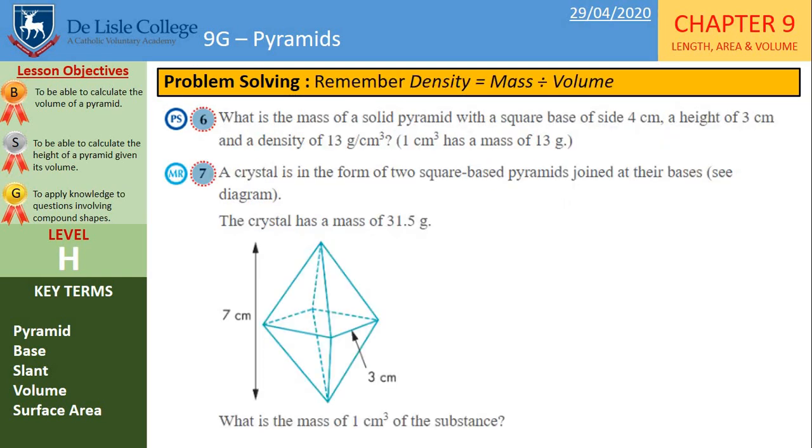Okay, another couple of questions looking at the formula for density. Don't forget that. Pause the video while you work through these ones. Okay, question 6 then, we end up with 208 grams. And question 7 is 1.5 grams.